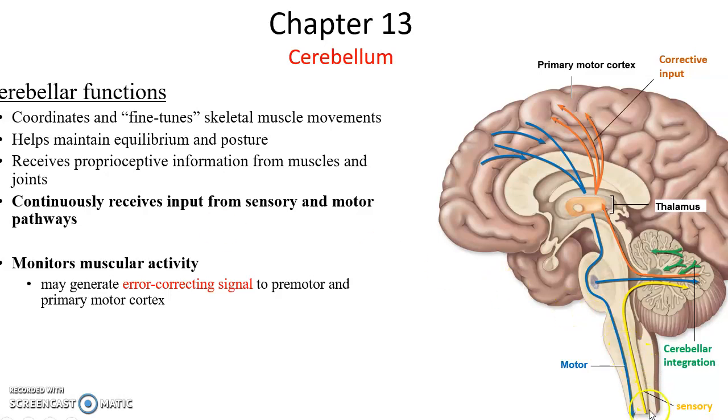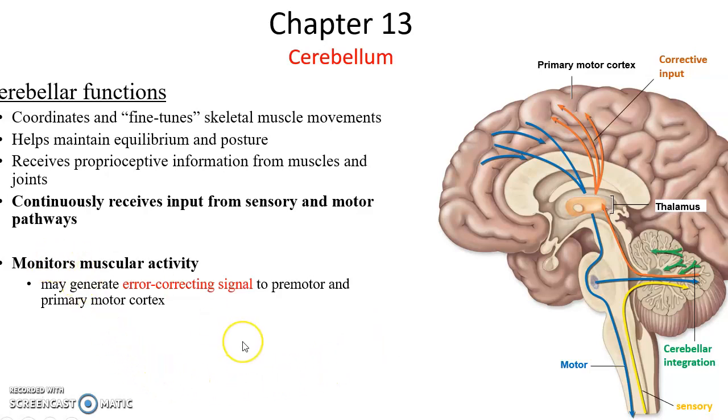It is also receiving input from sensory and motor pathways all the time. As you can see, sensory information goes straight into the cerebellum via the medulla oblongata, and it's also receiving information about what's going on in terms of motor commands to the skeletal muscles, and it's also sending information out to affect what the primary motor cortex is doing.